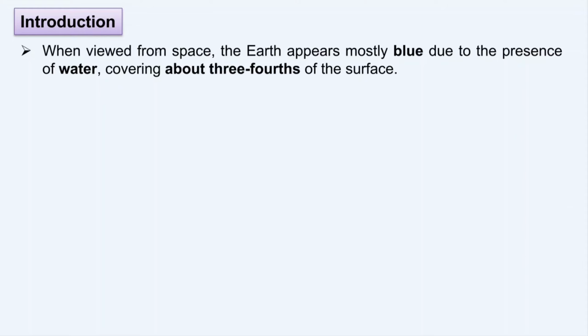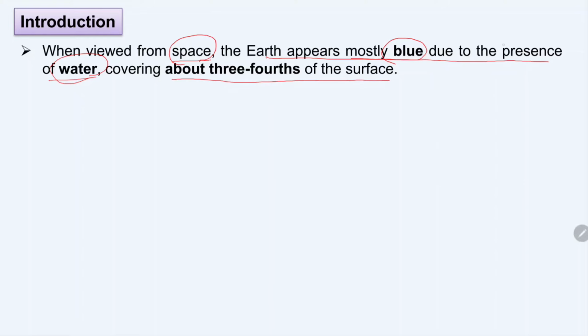This chapter is all about the oceans and the continents in our planet. When viewed from space, the earth appears mostly blue due to the presence of water covering about 3/4 of the surface. So when we view our earth from space, it appears mostly blue. Why? Because of the presence of water. And that is why our earth is also known as the blue planet, isn't it?